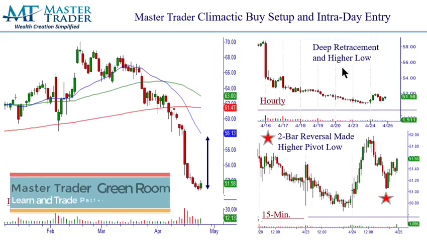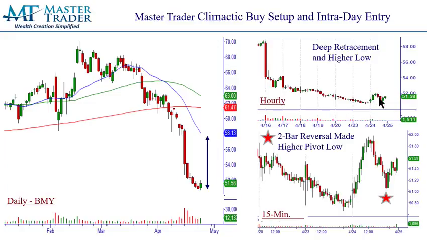Now I'm drilling down one time frame, the hourly chart. It's still in a downtrend, but it had a deep retracement and then showing signs of a higher low. So look at all these days, the selling is finally slowing down.